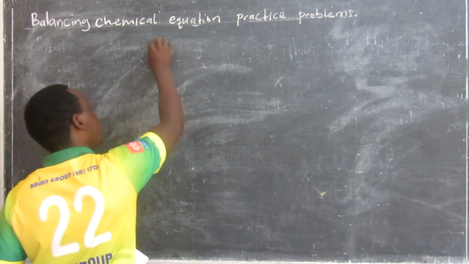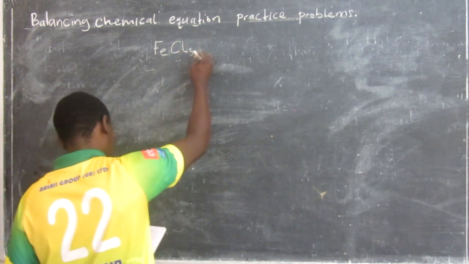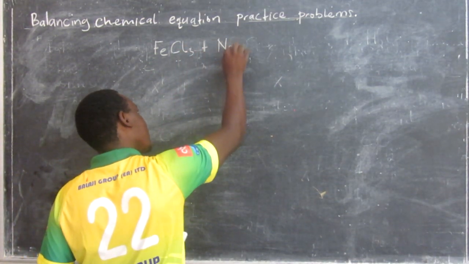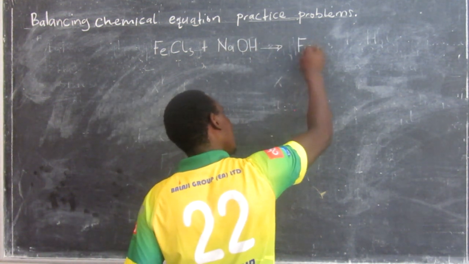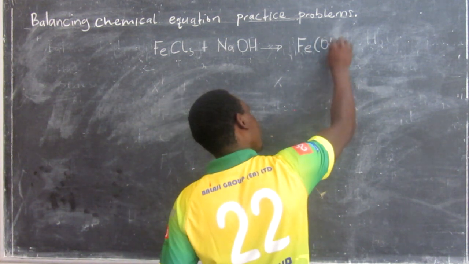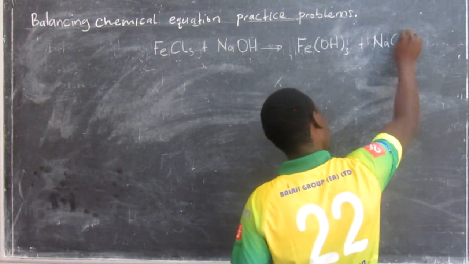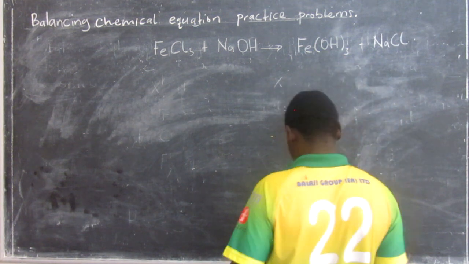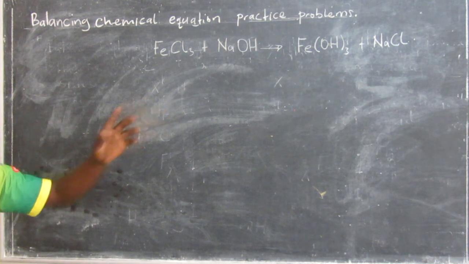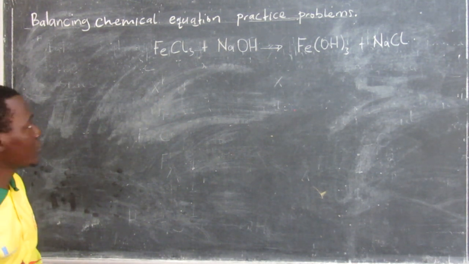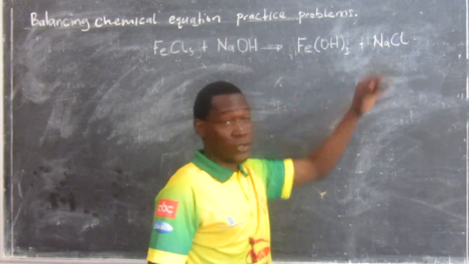If I have iron chloride, FeCl3, plus sodium hydroxide, giving us iron hydroxide, okay, they want me to balance such an equation to make sure that it's a balanced equation. I have iron chloride mixing with sodium hydroxide, giving me iron hydroxide plus sodium chloride.